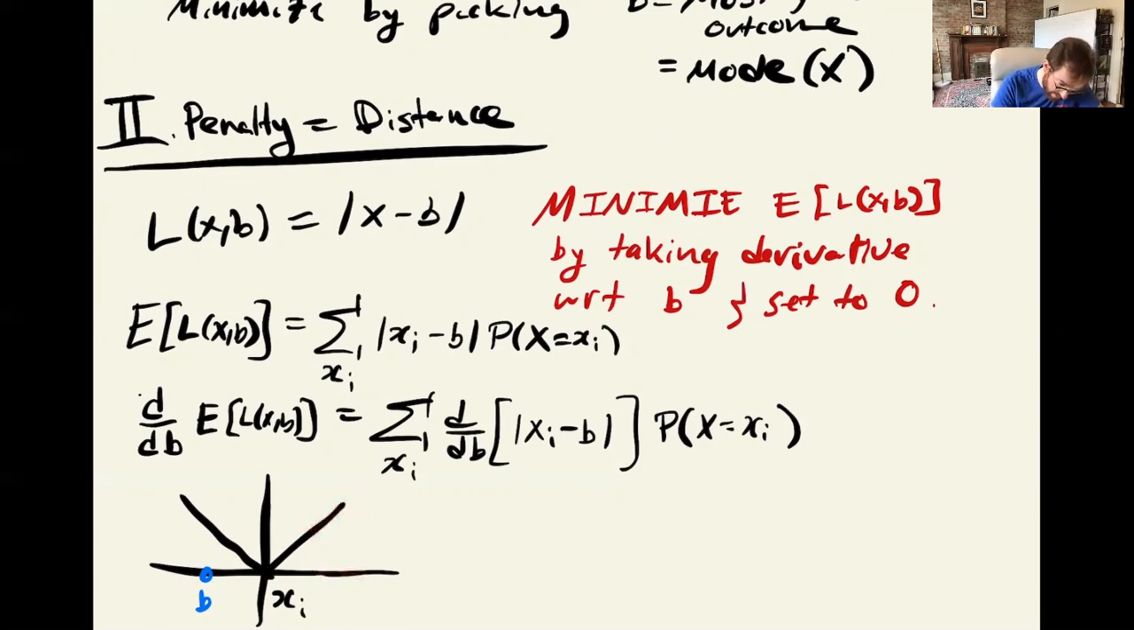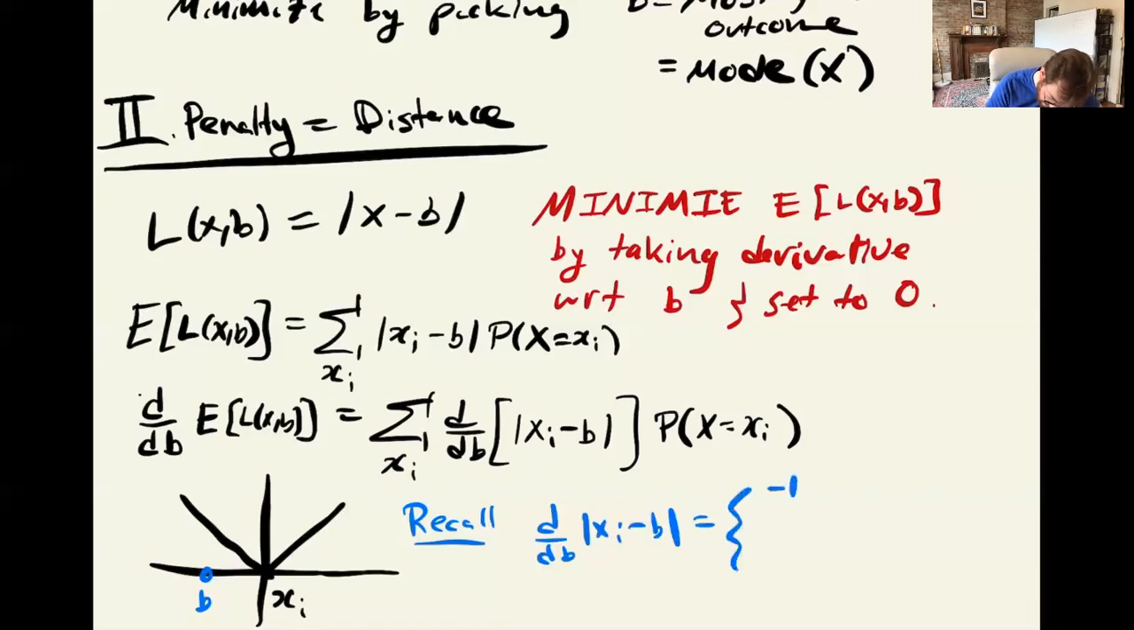So let's just summarize that by saying, recall that d/db of |xi minus b| is equal to minus 1 if b is less than xi, and plus 1 if b is greater than xi. And again, it doesn't have a value in the case where b equals xi, so we're going to assume that we're away from that.